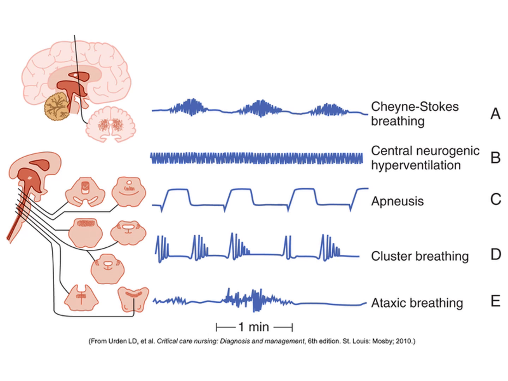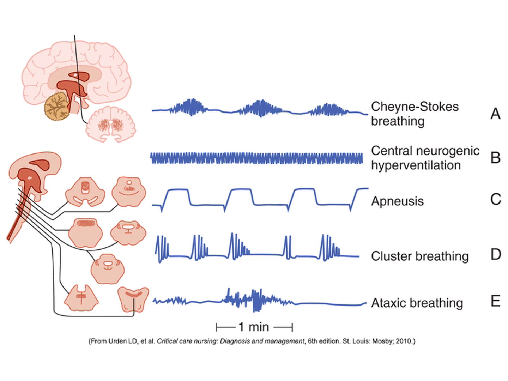This is a crescendo-decrescendo pattern of breathing followed by a period of apnea. It often indicates bilateral dysfunction of the cerebral hemispheres or metabolic abnormalities affecting the brain. It's slow, rhythmic, and usually seen in critically ill patients.